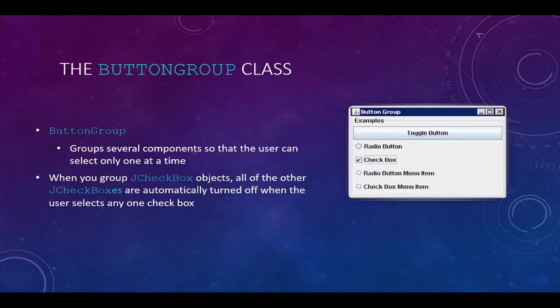Now, the button group class is going to group several different components so that the user can only select one at a time. So if you group JCheckbox objects, all of the other checkboxes are automatically turned off when the user selects one. That allows for only one selection as opposed to multiple selections.